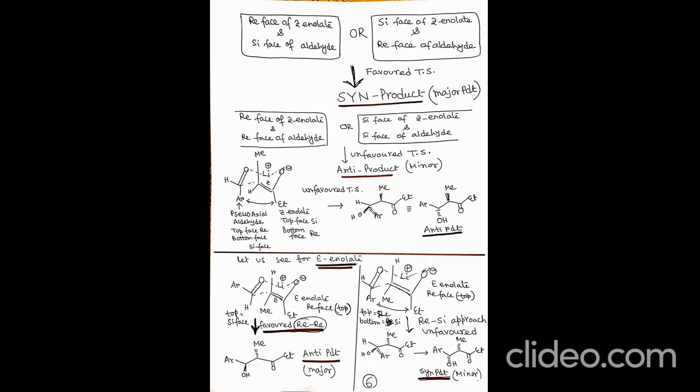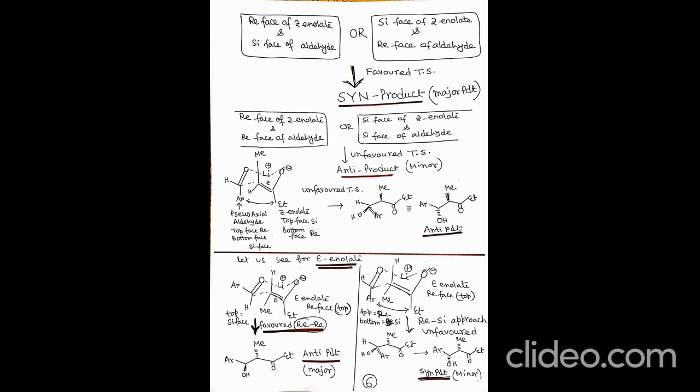So now in the case of the syn product which we get from the Z enolate, we get this by the re-psi combination of the two components, meaning the re phase of the Z enolate preferably interacts with the psi phase of the aldehyde, or the psi phase of the Z enolate interacts preferably with the re phase of the aldehyde, giving rise to the syn product as a major product through a favored 6-membered chair-like transition state where we do not have any unfavorable interactions.